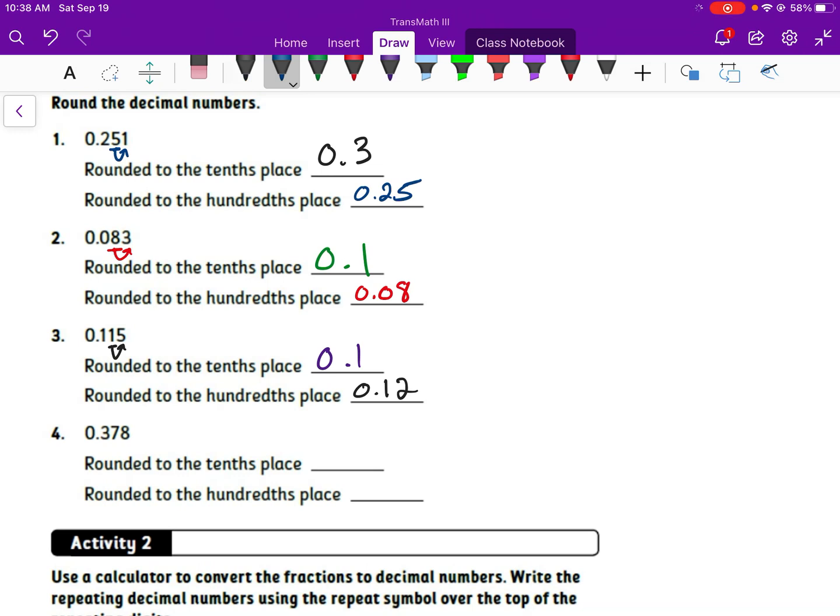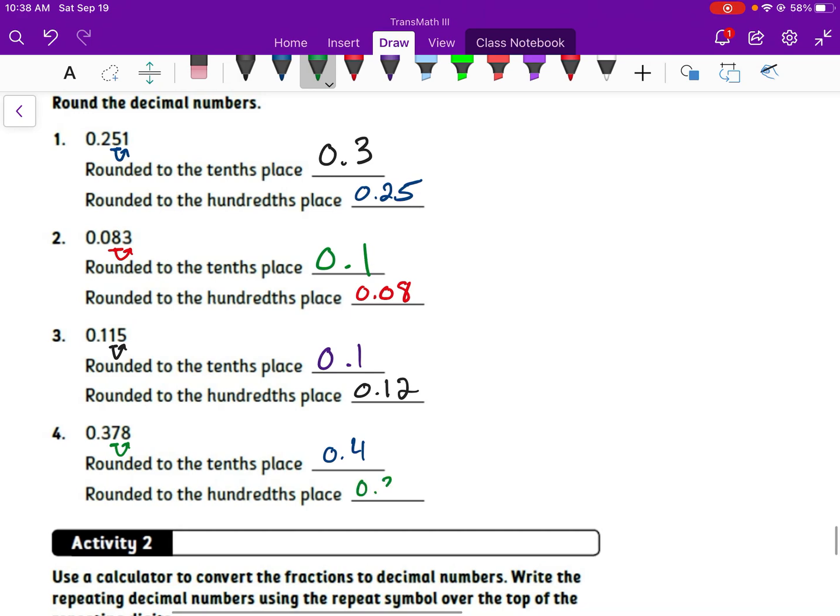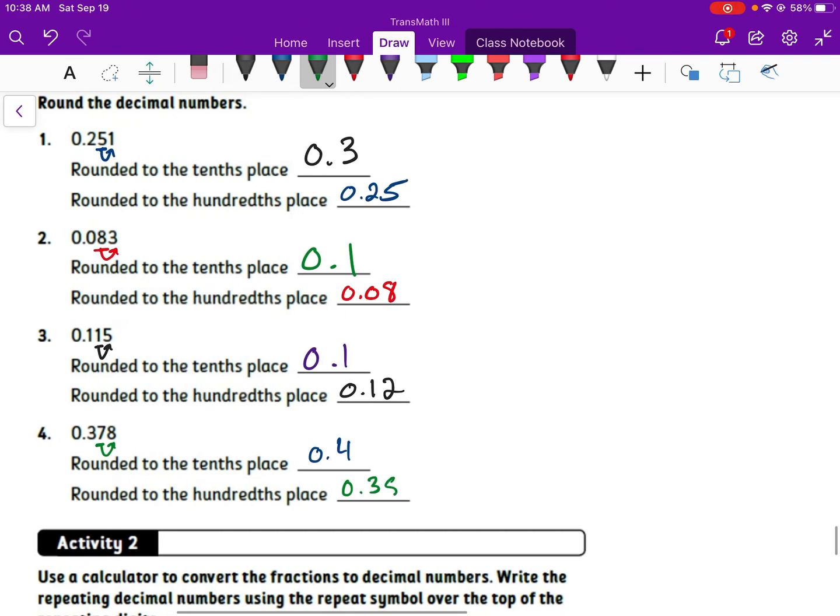Number 4, tenths place. 3 is in the tenths place. 7 tells us to round up, so 0.4. And then the hundredths place, the 7 is in the hundredths place. 8 tells us to round that digit up, so 0.38.